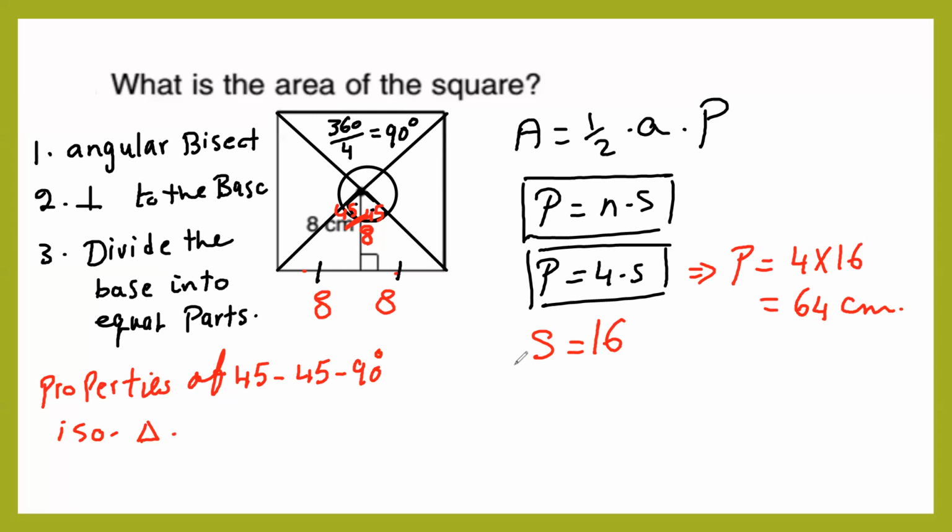Now, let's go back again to the initial rule. The area is one half times the apothem, which is 8, times the perimeter, 64. The final answer here is 256. And because I'm working with the area, it's supposed to be in square units, so centimeters squared. Hope you got the idea.